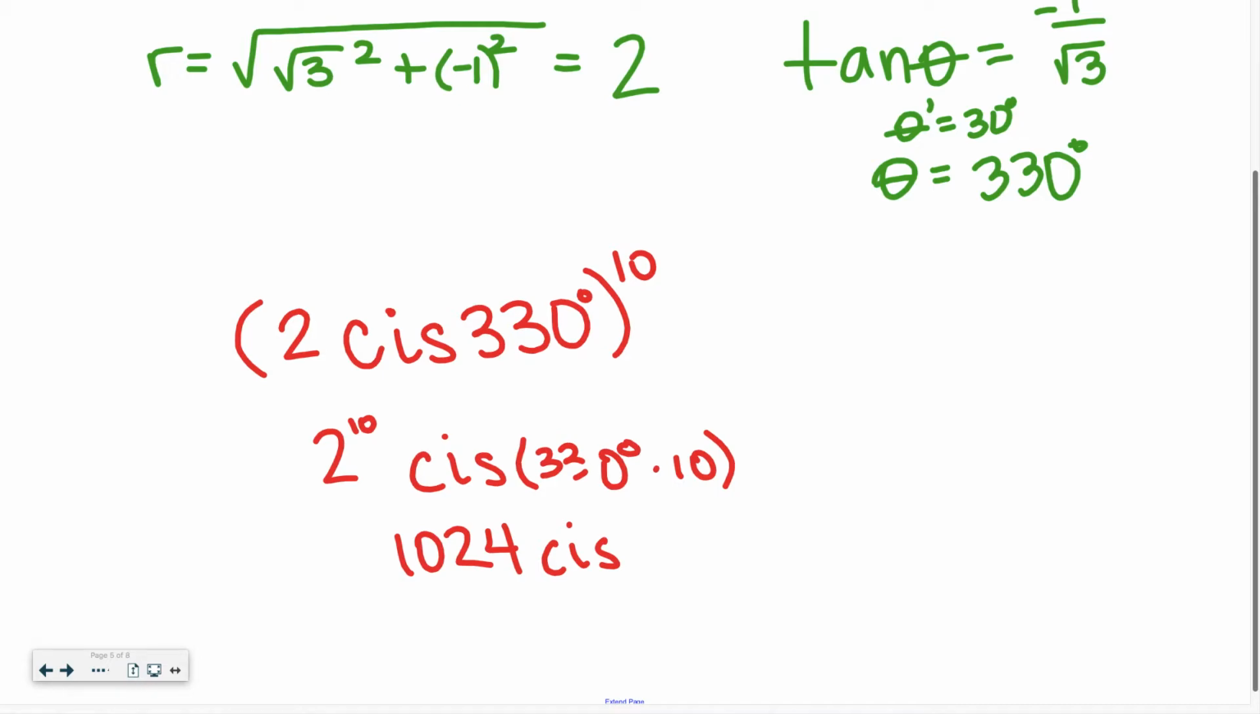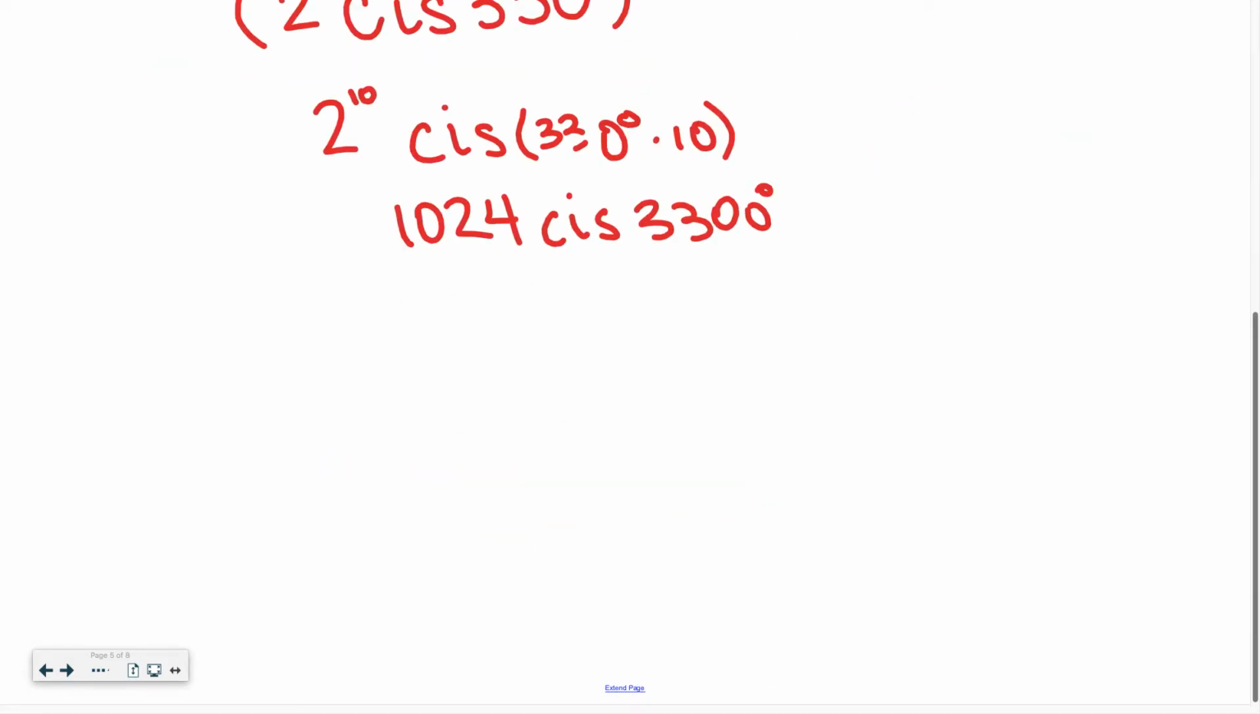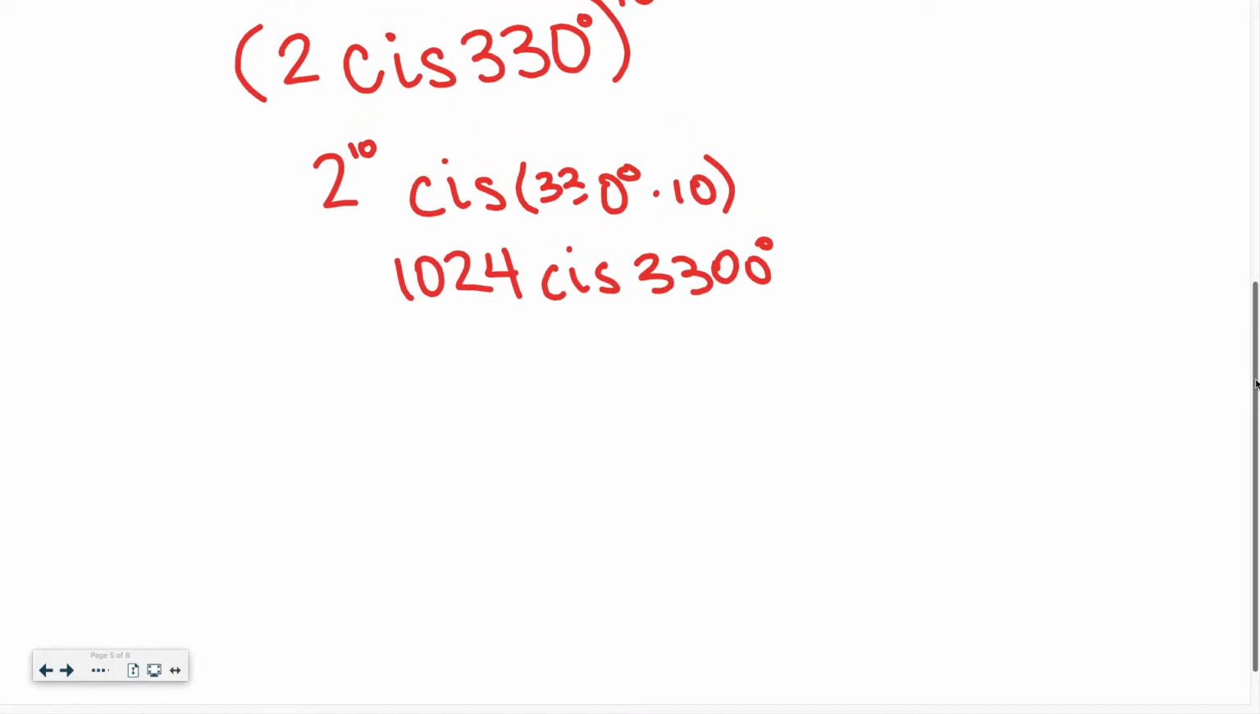Okay, and so then this is 3,300. First of all, I would like you to take 330 times 10 and subtract 360 degrees until you have an angle that is in the first rotation of the unit circle. It's 60? Yes. Nice.